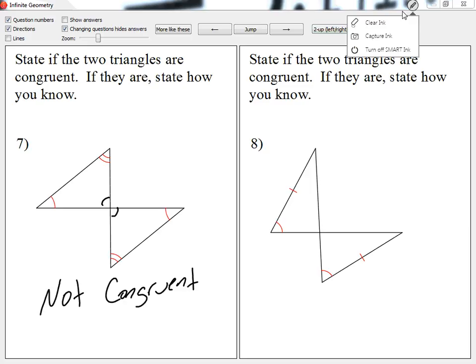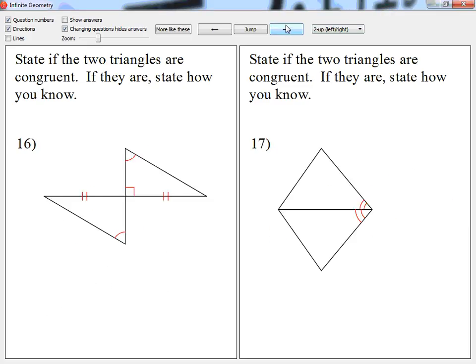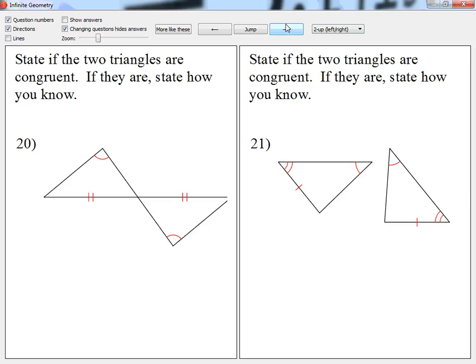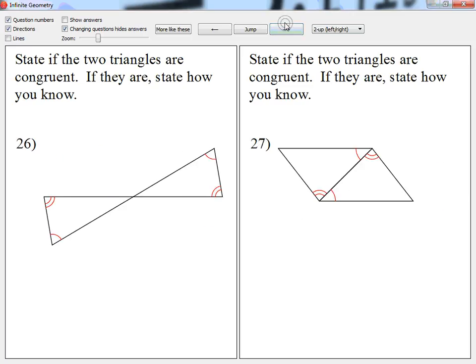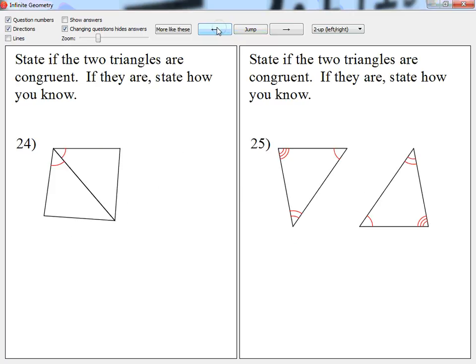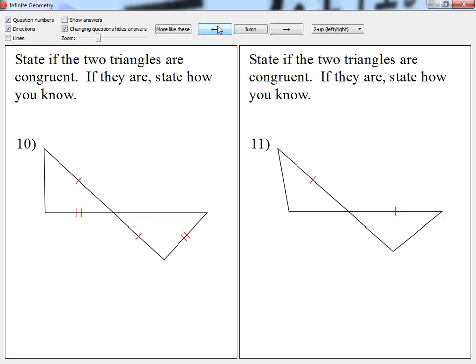Let me skip a few questions. Well, I guess I didn't include the other 2 today. I'm only including the 2 from today: angle, angle, side, or angle, side, angle. Alright. Any questions?